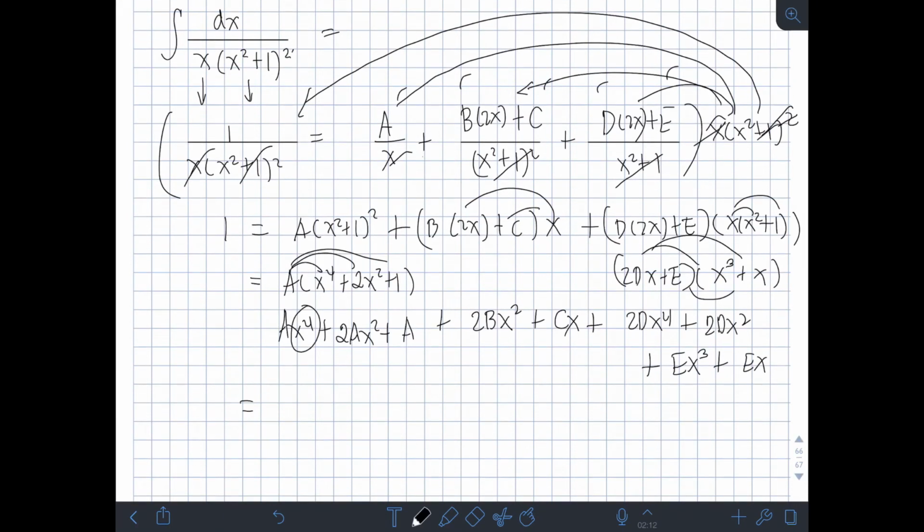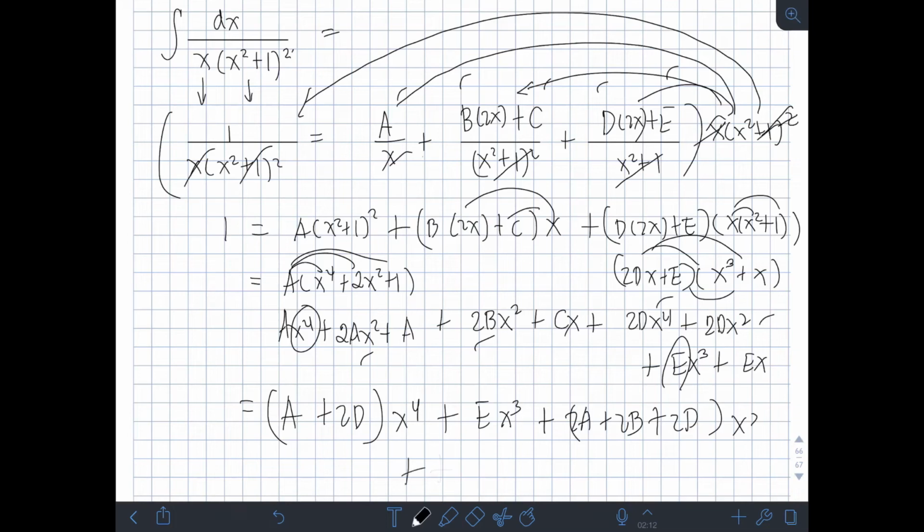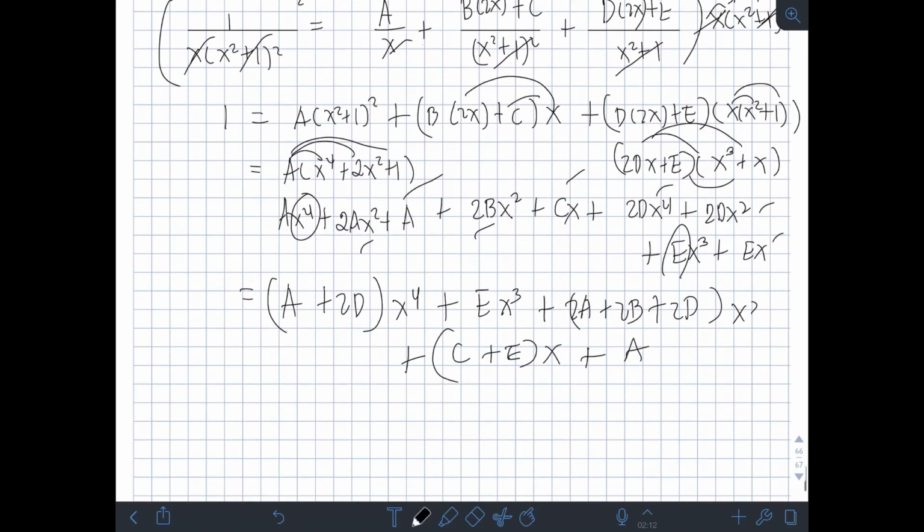So, fold natin, plus 2dx to the fourth plus 2dx squared plus ex cubed plus ex. So, combine natin yung x to the fourth. So, a, meron pa ba? 2d. Meron pa ba? Wala na. Times x to the fourth plus sa x cubed, ito lang yung e. So, x squared, so itong 2a plus 2b plus 2d times x squared plus sa x, so c plus e times x. And then yung constant, we have a, tsaka wala na. Okay? So, equal siya sa 1.